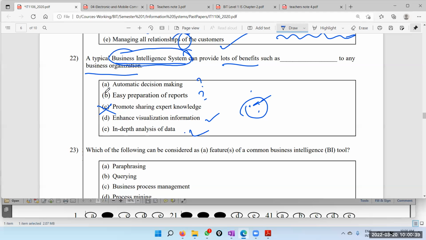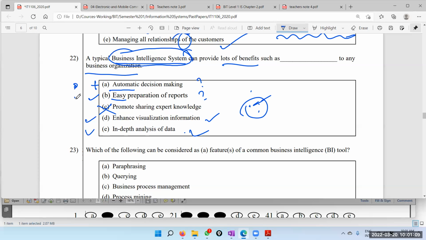So this one, automatic decision making. Can they take it, or do we have to take the decision? It depends. Straightforward decisions, even the system can take. But since it's automatic decision making, I will not take it. Easy preparation of reports. Yes, right. Just because it is easy, I don't know, but anyway, I will take it. I will go for B, D, and E.